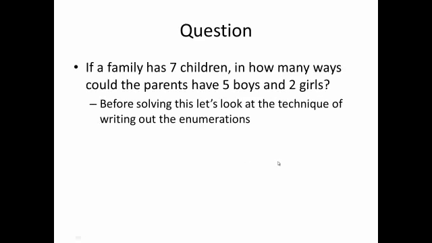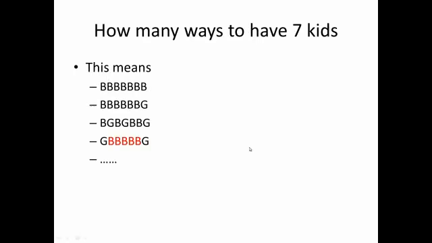Let's look at an example using Pascal's triangle. If our question says a family has 7 children, in how many ways could the parents have 5 boys and 2 girls? So before using Pascal's triangle to solve this, let's see how we would write this out. So how many ways can they just have 7 kids?